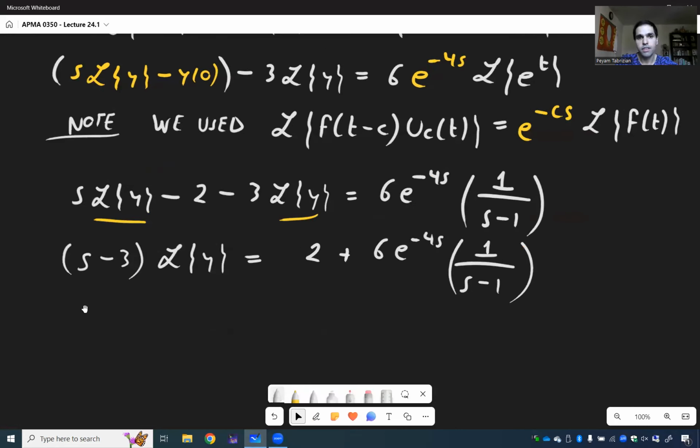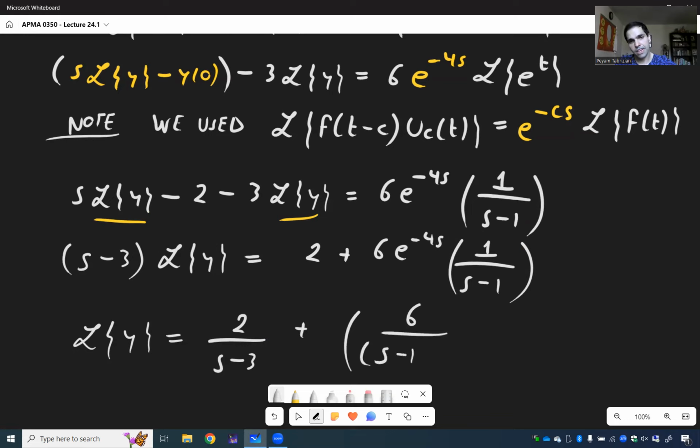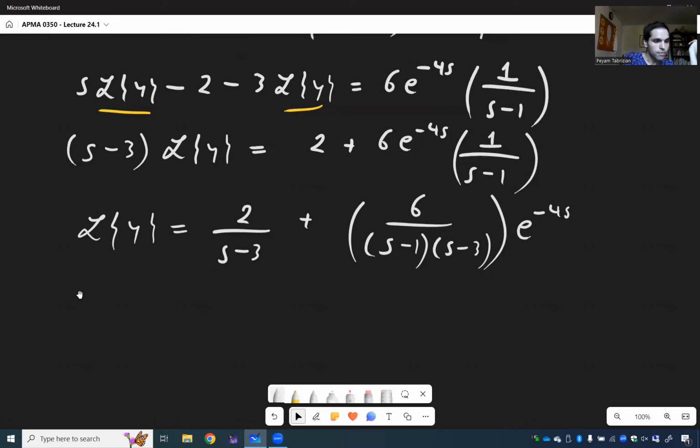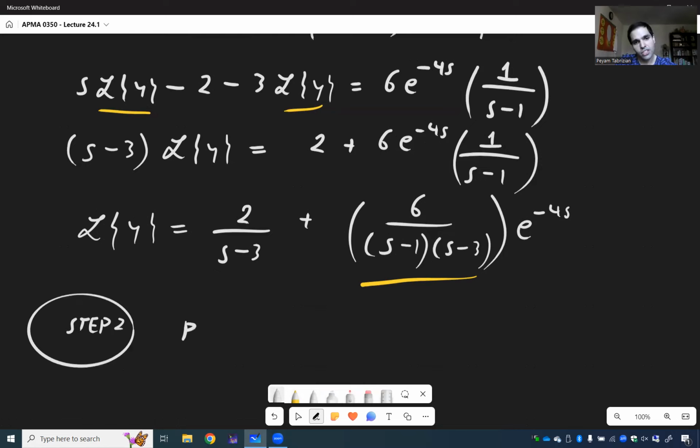And then L of y, dividing by s minus 3, becomes 2 over s minus 3 plus 6 times s minus 1 times s minus 3, e to the minus 4s. And again, careful, the e to the minus 4s is just on the 6 over s minus 1 times s minus 3. Now, this 2 over s minus 3 is already a Laplace transform, which we'll talk about. So let's now focus on this partial fractions term. So the next step is to do partial fractions.